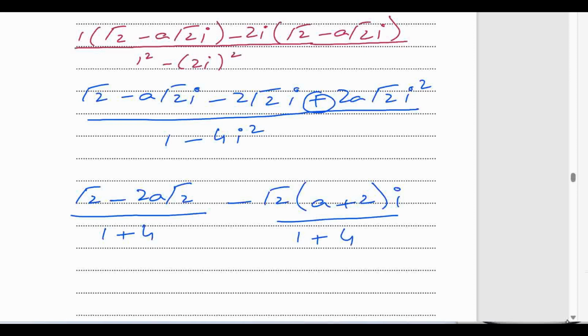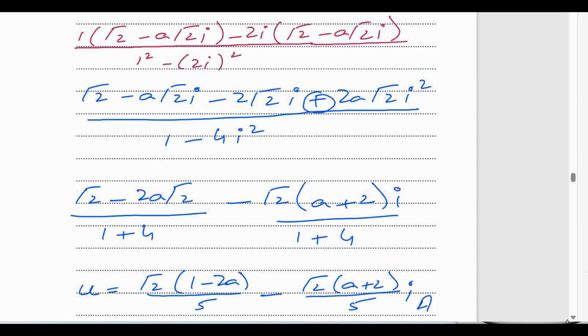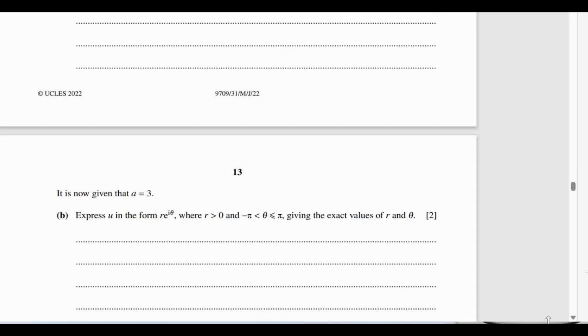So now from here we can see that u is equals to, we can take square root of 2 common here again, this will be 1 minus 2a whole is divided by 5, this will be the real part, minus square root of 2 a plus 2 divided by 5 i. So this will be the final answer. I hope that the concept is clear. Let's move on to the next question.